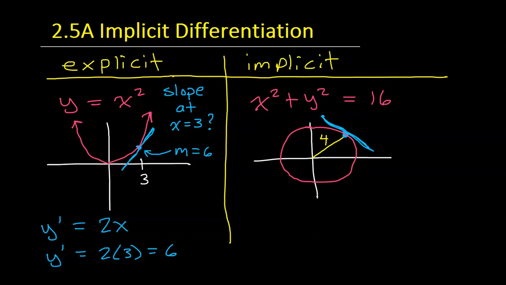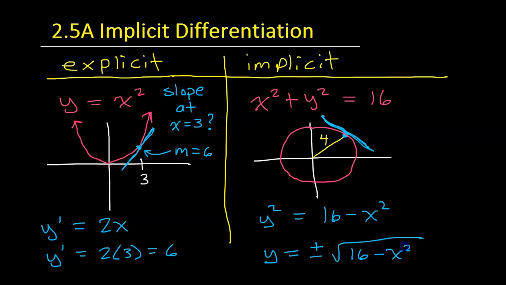So of course we could try to convert this equation to an explicit form. We could try to solve this for y. And so if we try to do that, we could subtract x squared from both sides. So we'd have y squared is equal to 16 minus x squared. But then we'd have to take the square root of both sides, and that would give us y is equal to the plus or minus the square root of 16 minus x squared. And we could go on to use the chain rule, but we'd have to figure out what to do with the plus or minus and all of this.